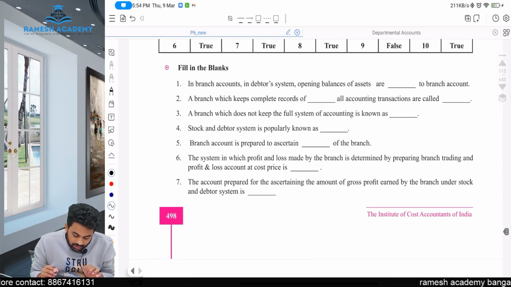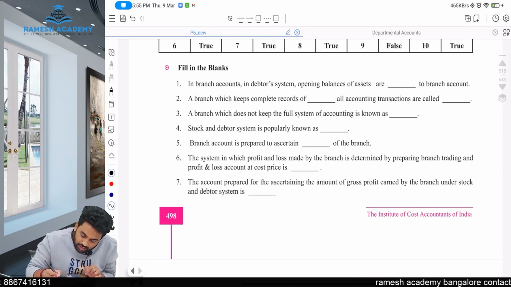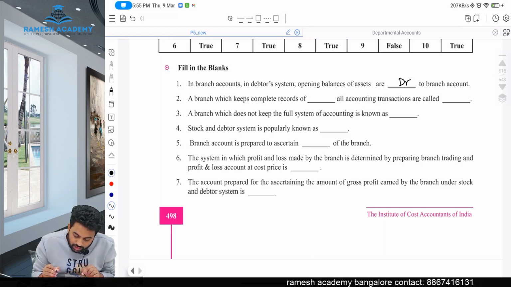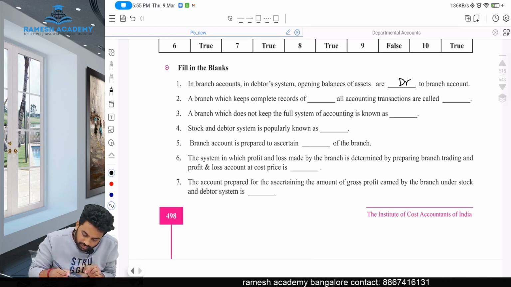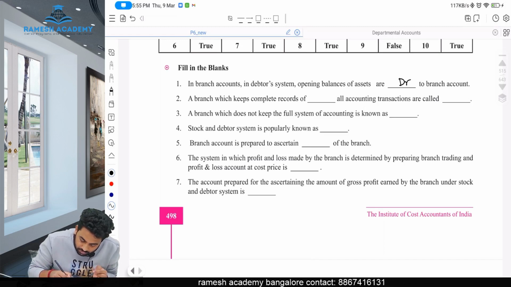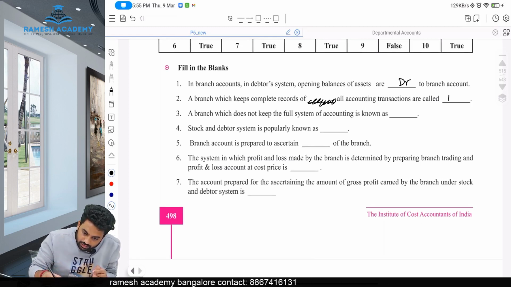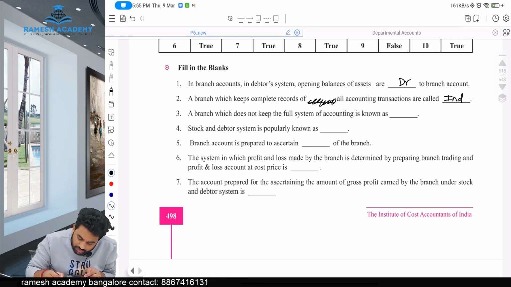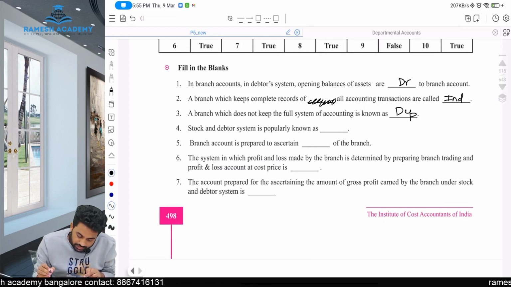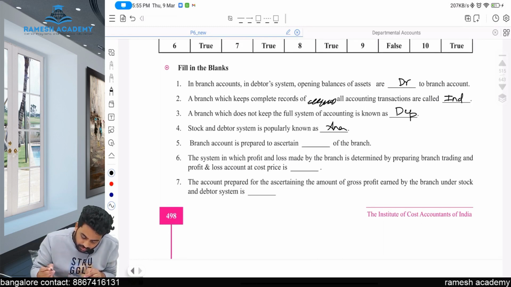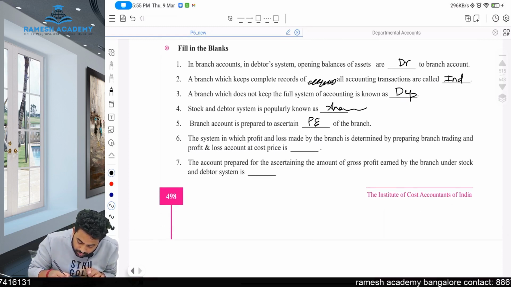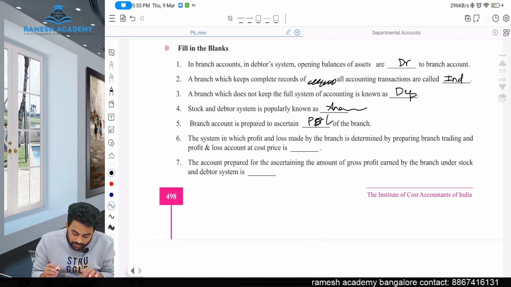Fill in the blanks. In a branch account, in debtor system, opening balance of assets are debited to the branch account. A branch which keeps complete record of all accounting transactions is called an independent branch. A branch which does not keep the full system of accounting is known as a dependent branch. Stock and debtor system is known as analytical method. Branch account is prepared to ascertain the net profit or loss of the branch, P or L of the branch.